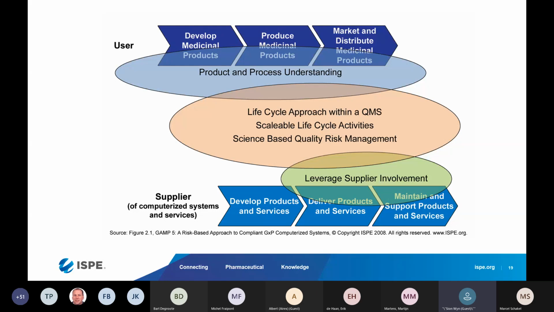Then they need a scalable life cycle approach that's built into their pharmaceutical quality system, and that needs to be scalable, and at the heart of it needs proper quality risk management, as per ICH Q9 or ISO 14971 if you're dealing with medical devices. And we've got the opportunity to leverage supplier involvement throughout these activities. So basically, the GAMP key concepts and the public statements on the case for quality and CSA are saying the same thing.